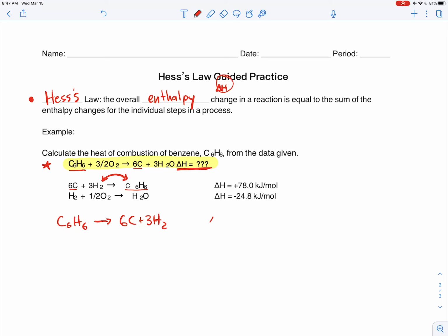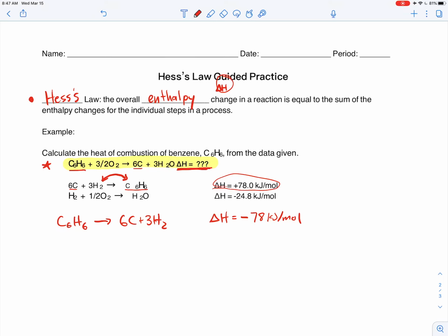Now the chemicals are on the correct side, but since I flipped the equation around, I'm also going to flip this number. So instead of positive, it's now going to be negative 78 kilojoules per mole.